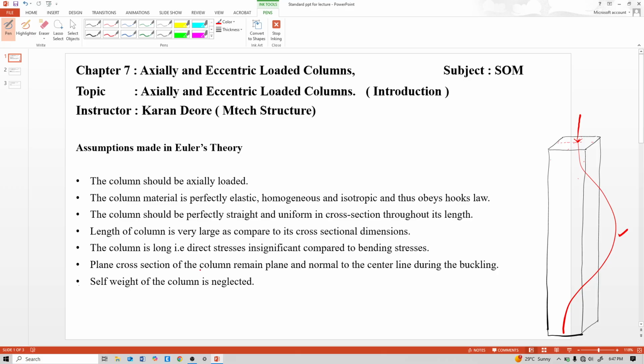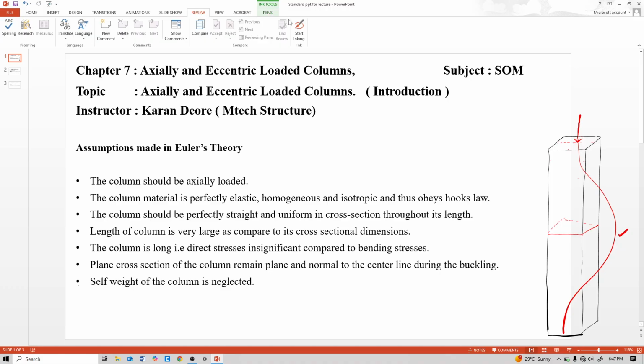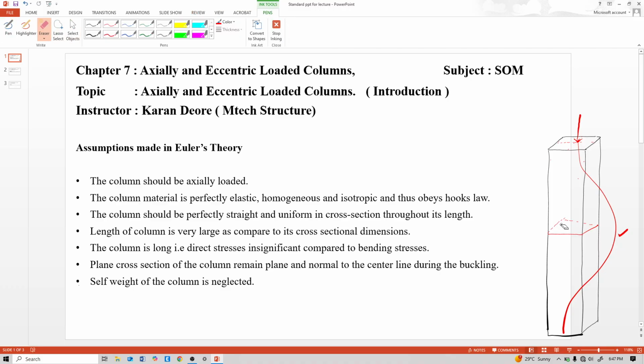Now next, the plane cross section of the column remains plane and normal to the center line during buckling. See, a plane cross section means like this. This plane cross section remains plane. That is the meaning of that. So for that we need to draw this diagram neatly.